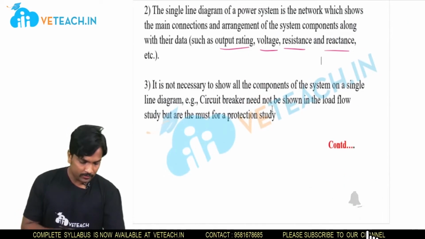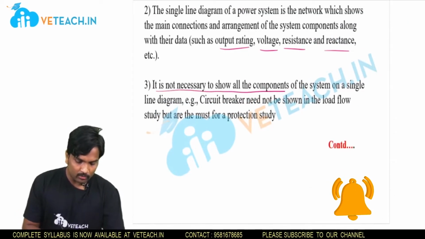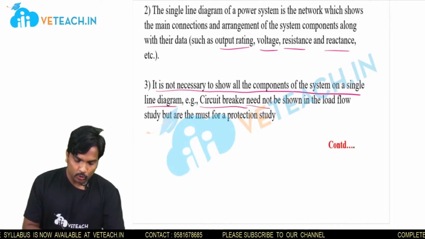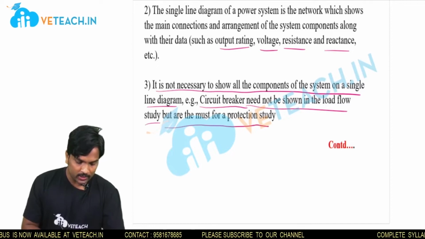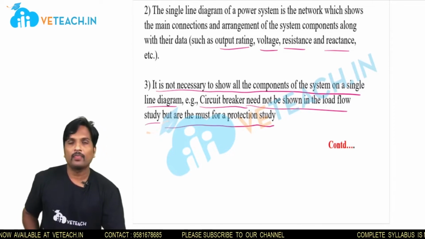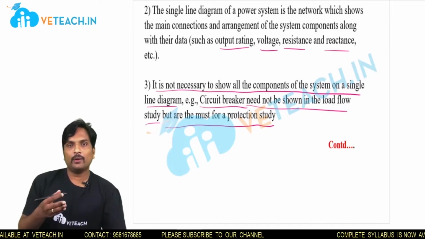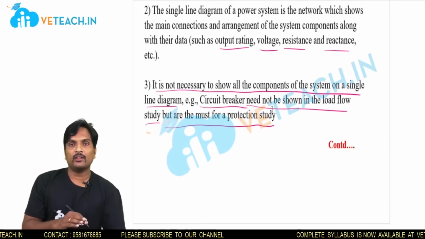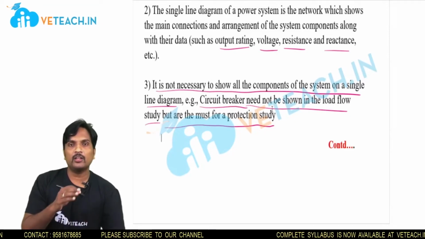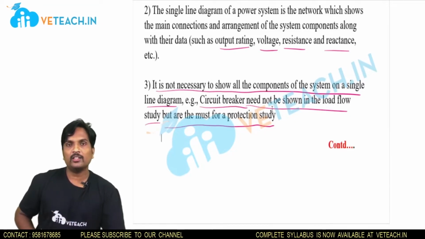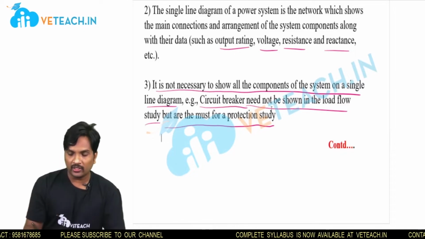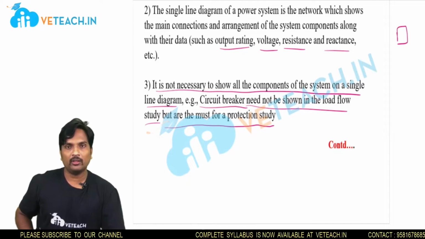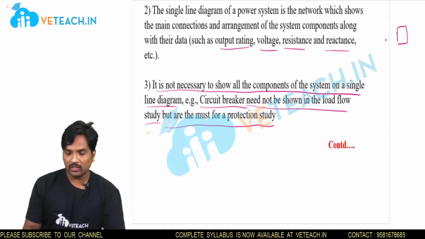And next one is, it is not necessary to show all the components of the system on a single line diagram. Example, circuit breakers need not be shown in the load flow study but are a must for protection study. In power systems we have circuit breakers, but if we want to represent a circuit breaker in single line diagram, there is no use for us. That's the reason we represent those circuit breakers as a square block.